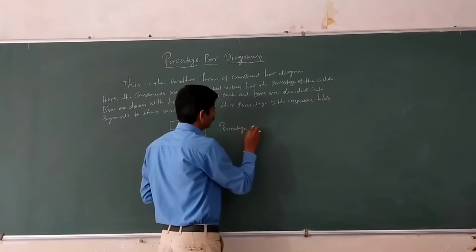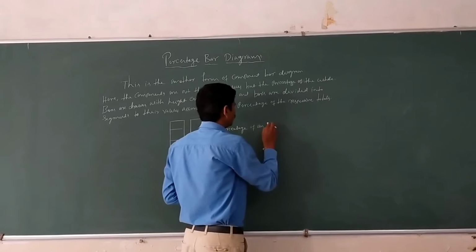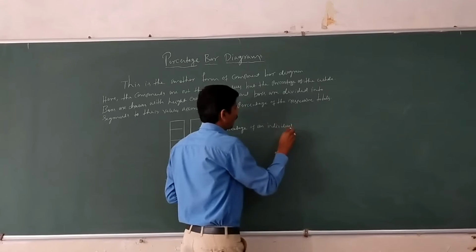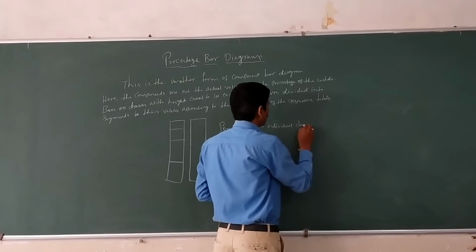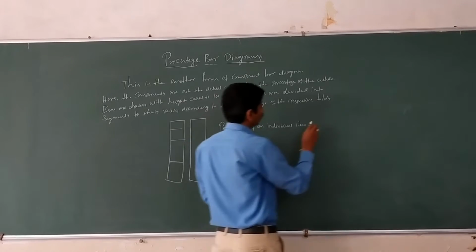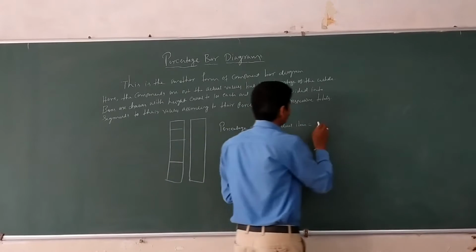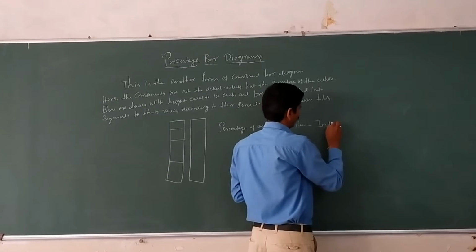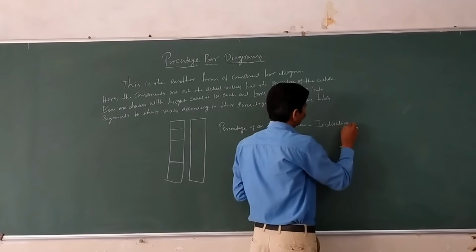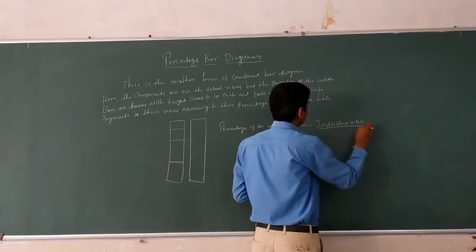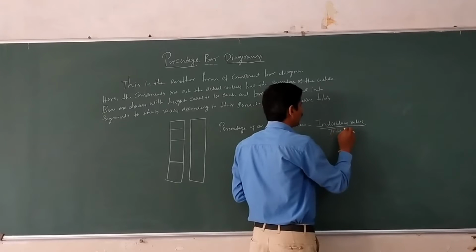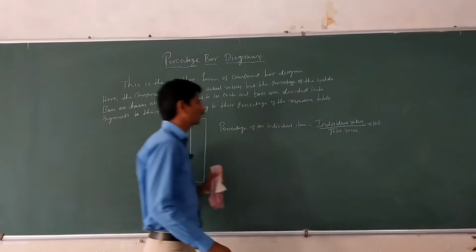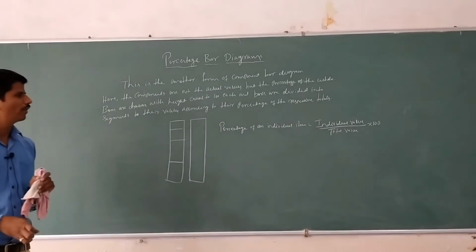The percentage of an individual item is equal to the individual value divided by the total value, into 100. Here the percentage can be calculated as individual value divided by total value into 100.